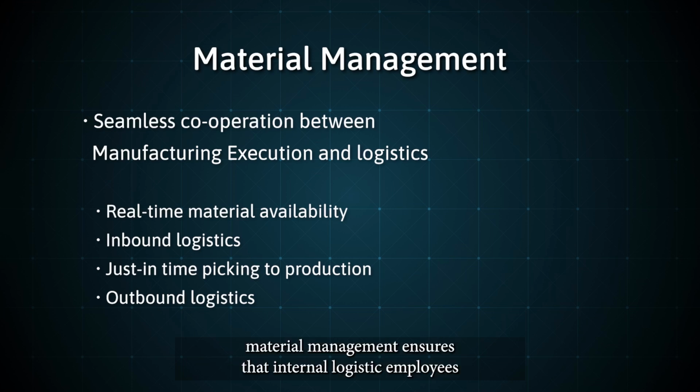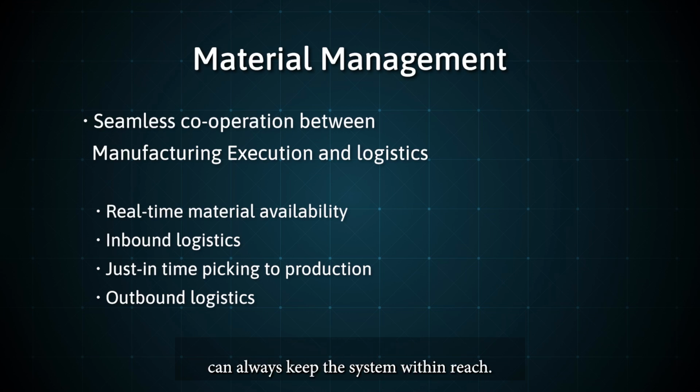Lean Systems material management ensures that internal logistic employees can always keep the system within reach. As an example, let's see how convenient it is to perform a picking task to the production cell.